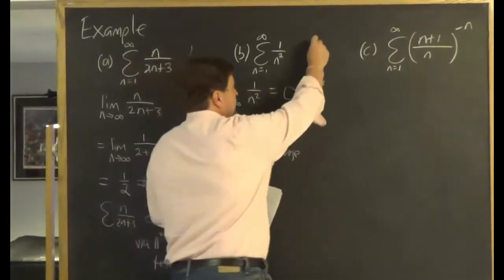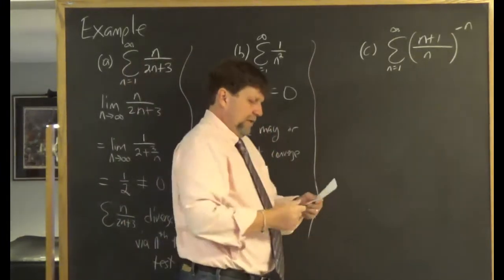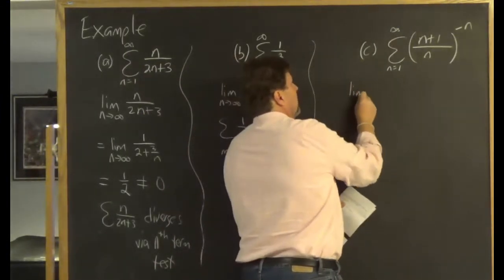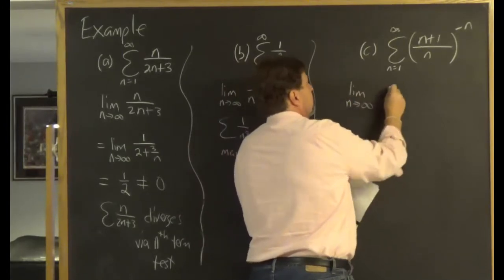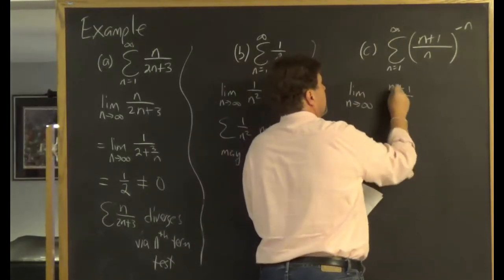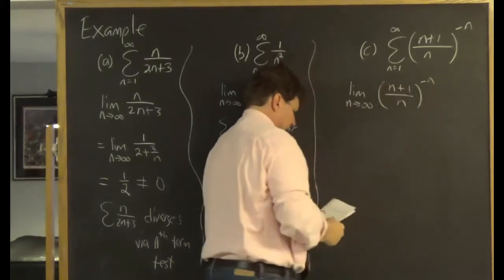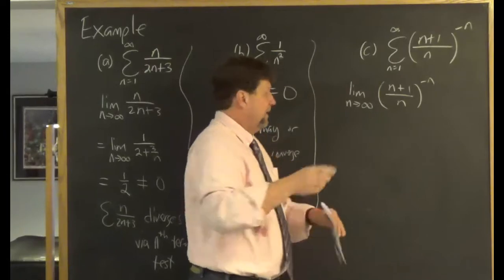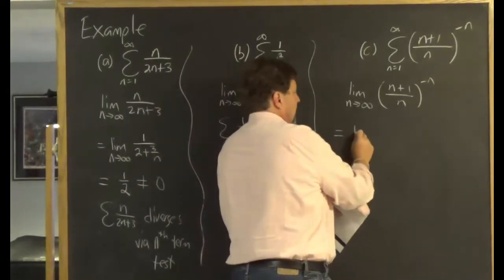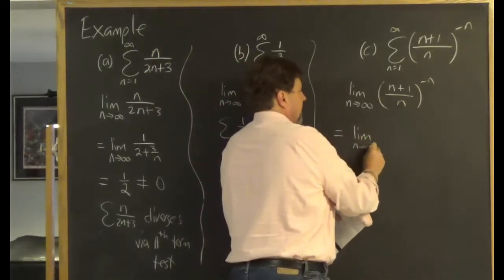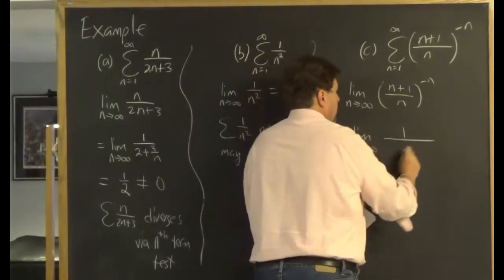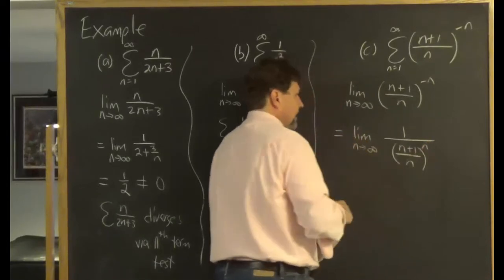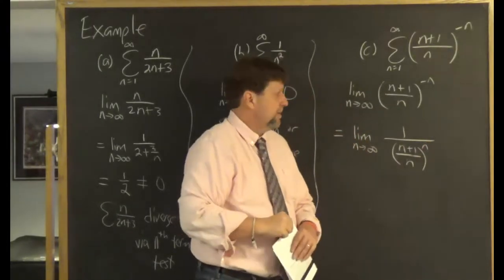All right, let's look at part C here. There's a lot going on here. I would say the first thing, well, let me write down trying to do this limit. All right, so there's the limit. I have a negative exponent, so something's popping into my head here. Maybe I should rewrite this as 1 over n plus 1 over n to the nth power. That way I got rid of the negative exponent.